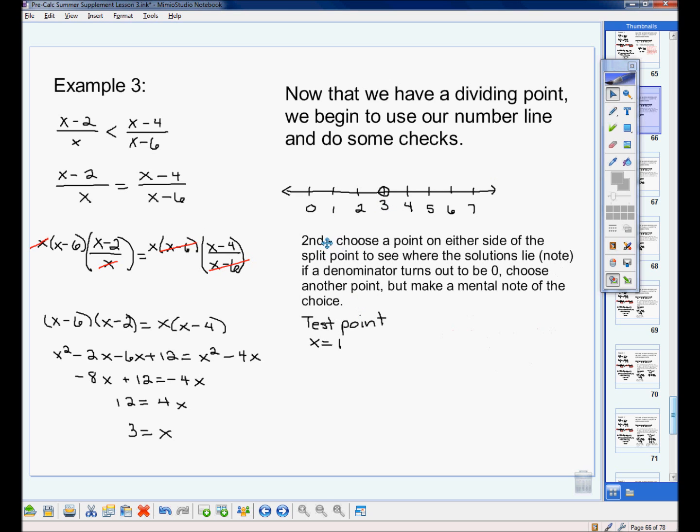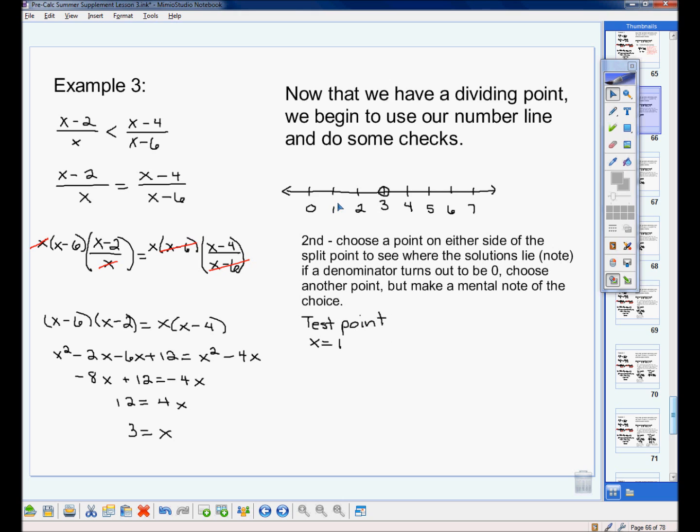Now after we've done that, we need to choose a point on either side of the split point to see where the solutions lie. Now if in some way you manage to accidentally pick a point that gives you a 0 in the denominator, you're going to pick another point in that zone. But you're going to make a mental note of that point, because that one will punch a hole in your graph later on. So we'll take a look at them in a minute.